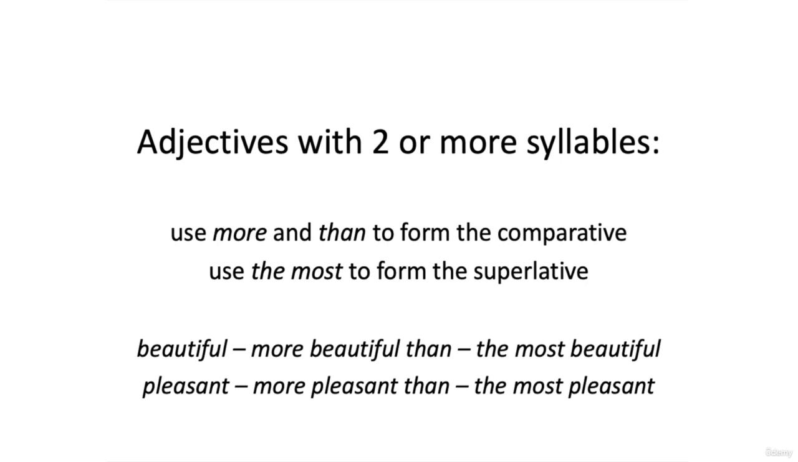Now, for adjectives with more than 2 syllables and certain ones with 2, we use the words more and than to create the comparative and the most to form the superlative. For example, beautiful has 3 syllables. We form the comparative and superlative like this: more beautiful than, the most beautiful.